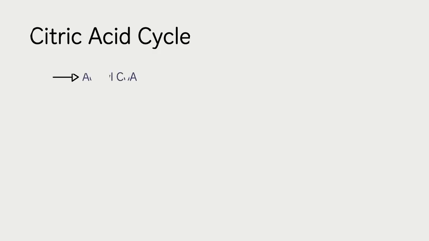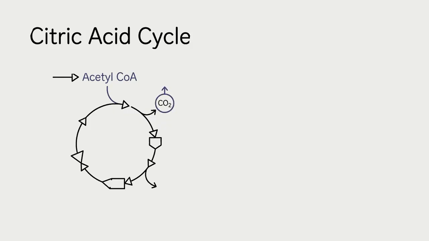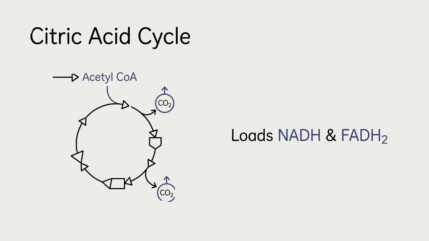Next comes the citric acid cycle, also called the Krebs or TCA cycle. This takes place in the mitochondrial matrix. Acetyl-CoA is fully broken down, releasing the remaining carbons as CO2. Very little ATP is made here directly. Instead, this stage loads electron carriers. Large amounts of NADH and FADH2 are produced. These molecules hold most of the energy taken from glucose.